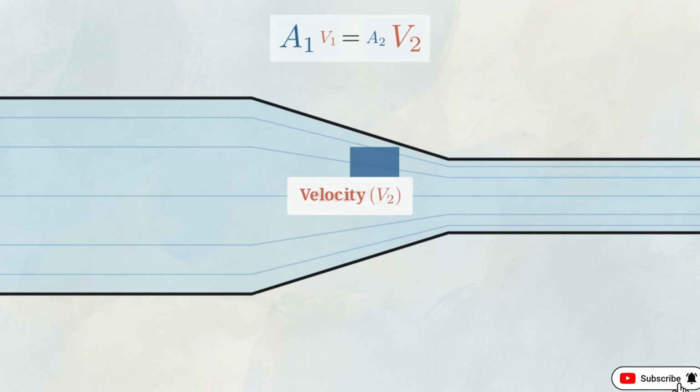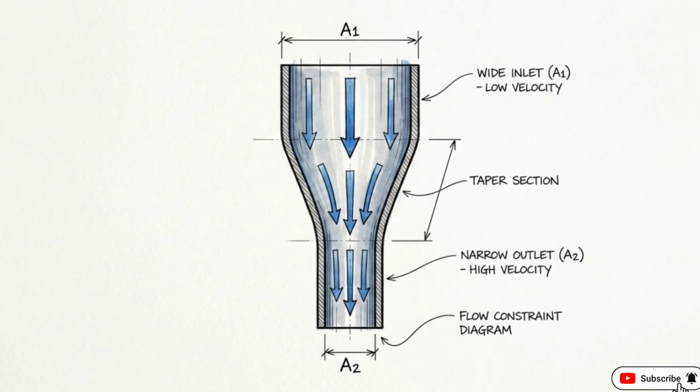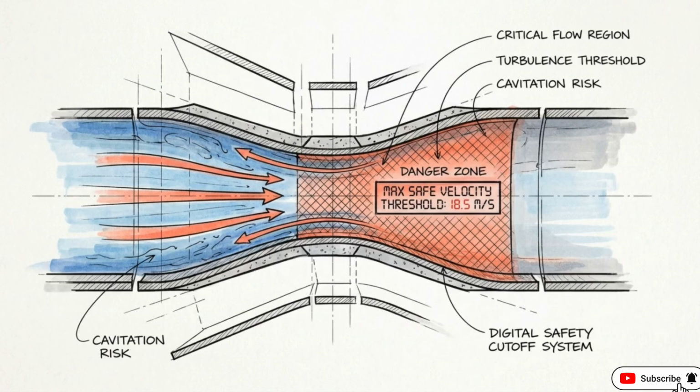If you decrease the cross-sectional area of a channel, the velocity must increase to balance the equation and move the same volume of fluid. Engineers use this equation to determine how wide a spillway must be to ensure the water speed stays below the threshold of destroying the concrete.